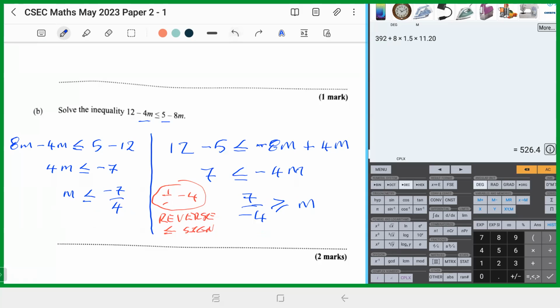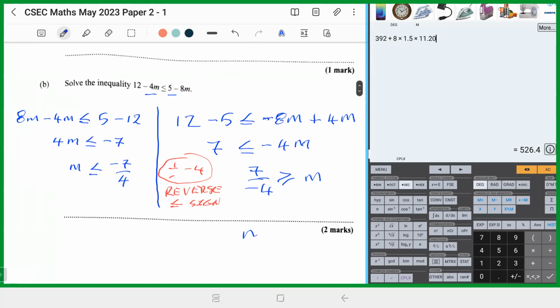I could actually flip this and write it as m, that's this one. Flip it and write it as m greater than or equal to 7 over negative 4. And 7 over negative 4 and negative 7 over 4 is the same thing. No difference, it's the same thing. All right? But this is the way we could have done it. If we did it this way, we have to divide by a negative number. We have to remember to reverse that inequality sign. All right? In any case, that is the answer.